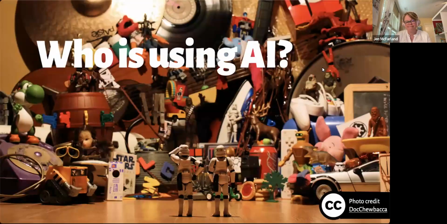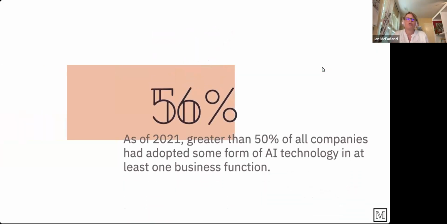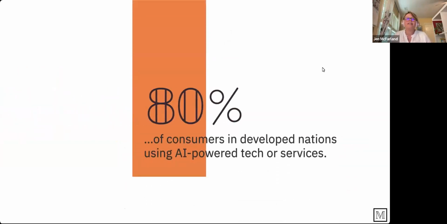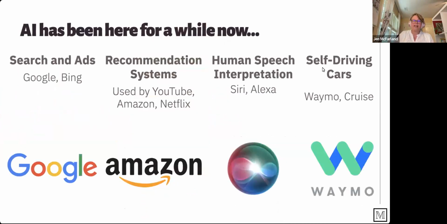So who's using AI? The truth is we all are, and we have been for quite a while. As of 2021, more than 50% of companies had adopted some form of AI. And again, that was 2021. You can be sure it's a heck of a lot more than 56% now. Also, 80% of consumers in developed nations are using AI or AI-powered tech and services. That was a stat from 2020. So again, you can be sure that a lot more people are using that today than they were 3 years ago.